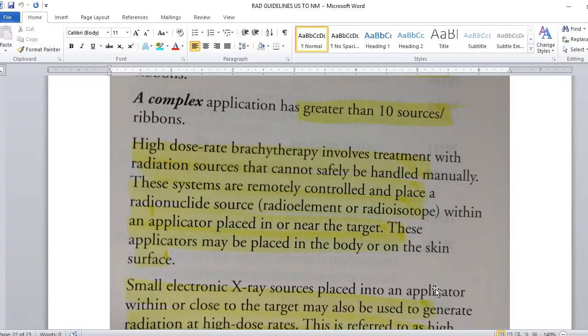Now, this is something that's interesting. Again, this is going to be used for very specific types of cancer. So high dose brachytherapy involves treatment with radiation sources that cannot safely be handled manually, so not just by hand. These systems are remotely controlled and placed in a radionucleoside source, the radio element or radioisotope within the applicator, and placed in or near the target. These applicators may be placed in the body or on the skin surface.